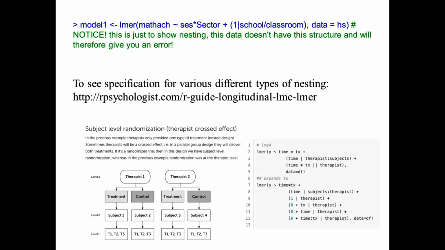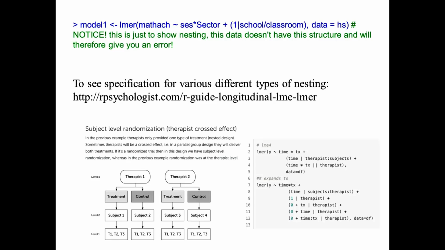And there are so many different crazy, complicated ways of specifying these nested models, and this is a pretty good website to try and check out the many different ways that you can specify this. So here, this is one example. This is like a cross and nested design or something.